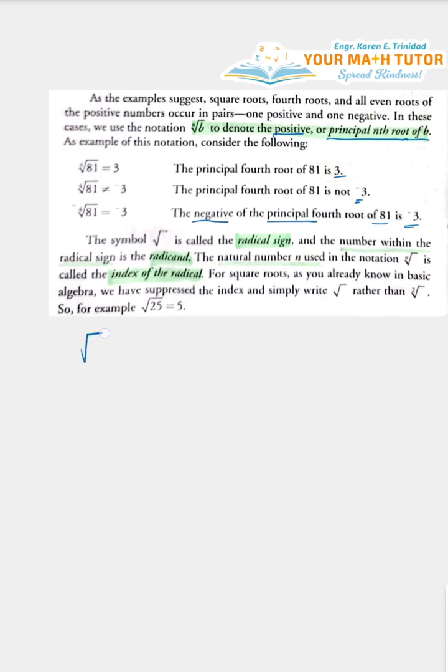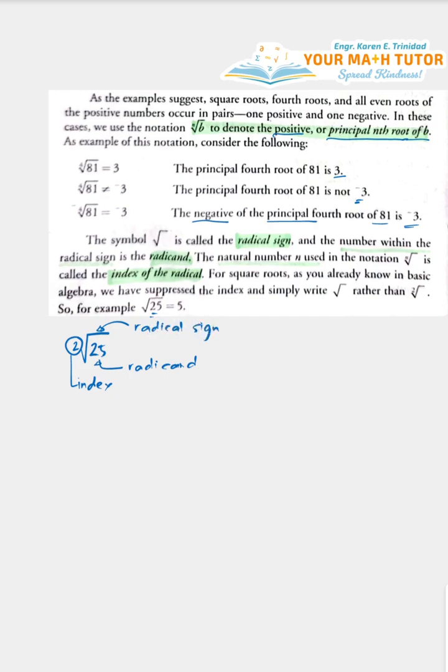This symbol is called the radical sign. And the number within the radical sign, let's say for example 25, that is the radicand. And the number that we are going to use, let's say for example for square root, that's 2, but we're not going to actually put 2 here, this number is the index. This number here is the radicand, and this symbol is the radical sign.